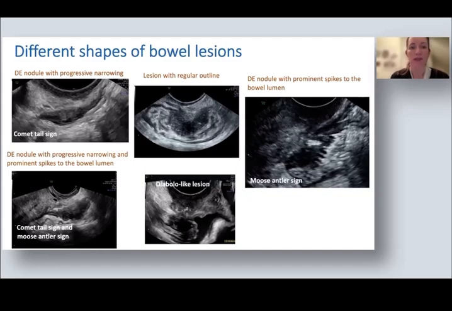Bowel endometriosis can also be described in different shapes and borders. It can have a regular outline or an irregular outline. It can be described as a comet tail sign, where the deep endometriosis nodule has a progressive narrowing. It can also be described as a deep endometriosis nodule with prominent spikes to the bowel lumen, called the moose antler sign. Or a deep endometriosis lesion can cover two structures and have a typical diabolo-like sign. And of course, some of the lesions may have several of these features.